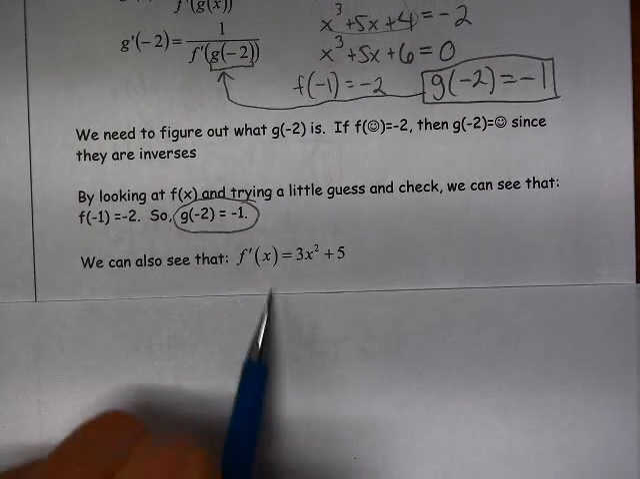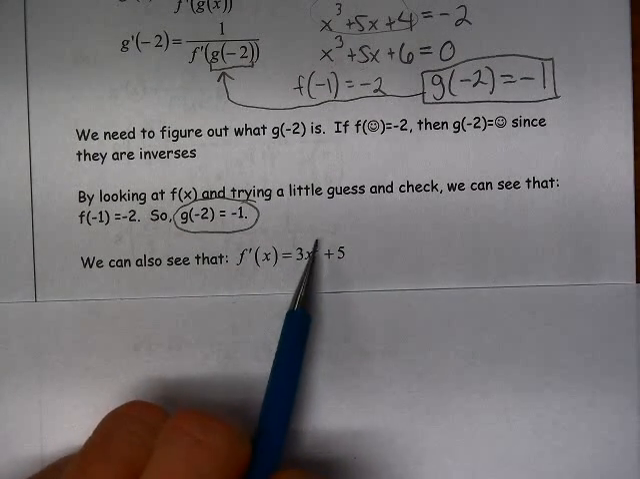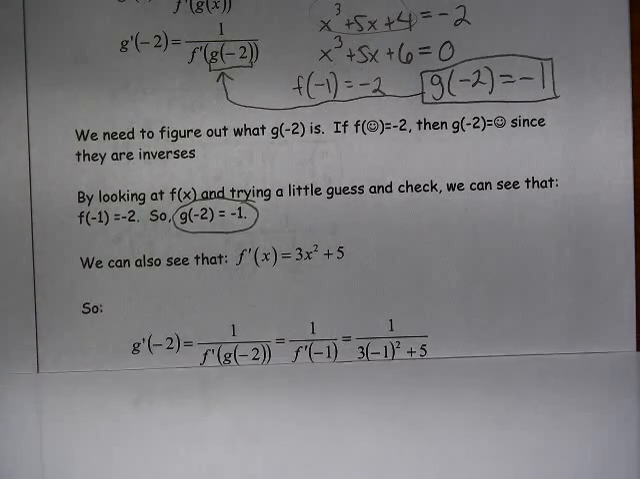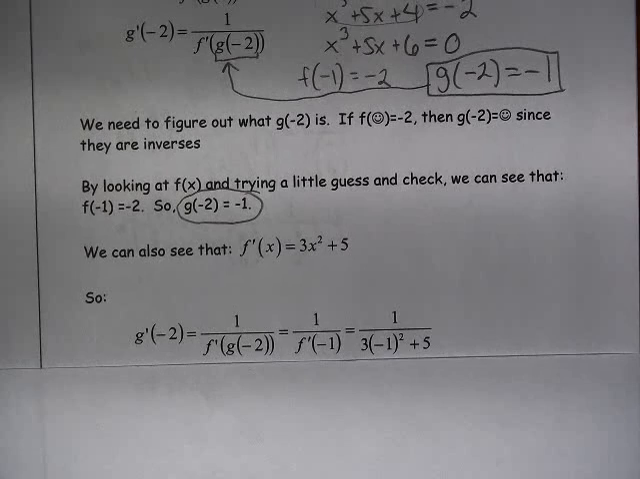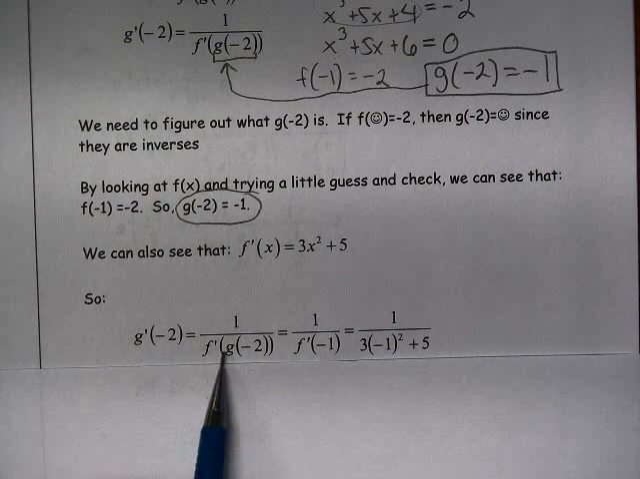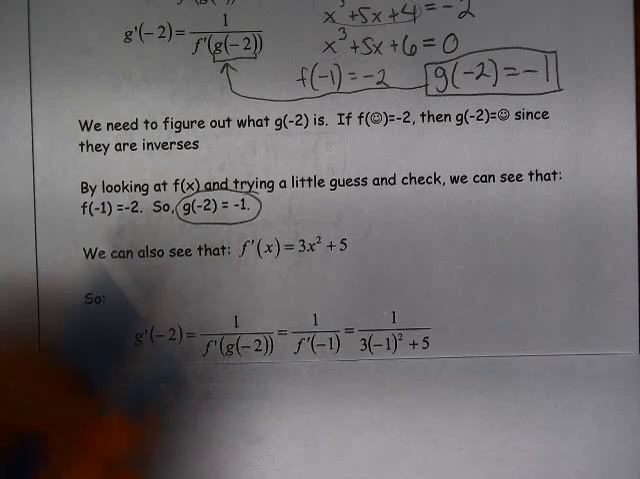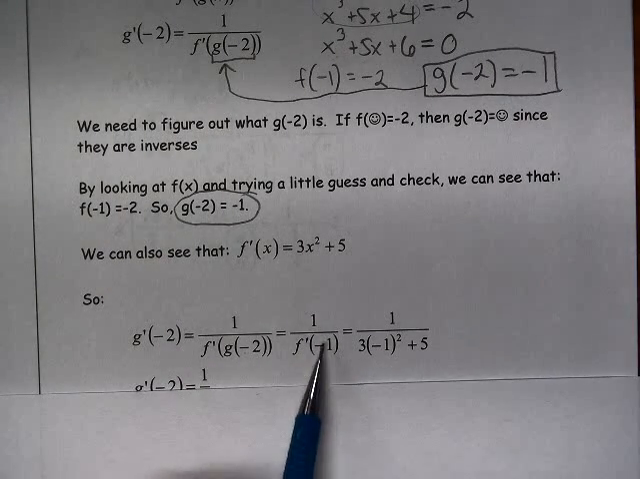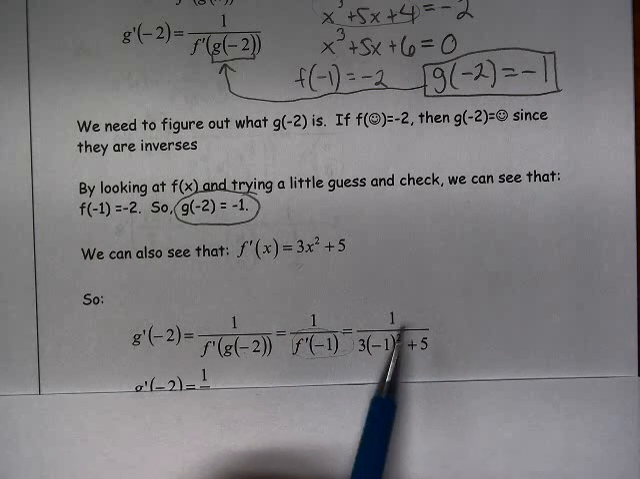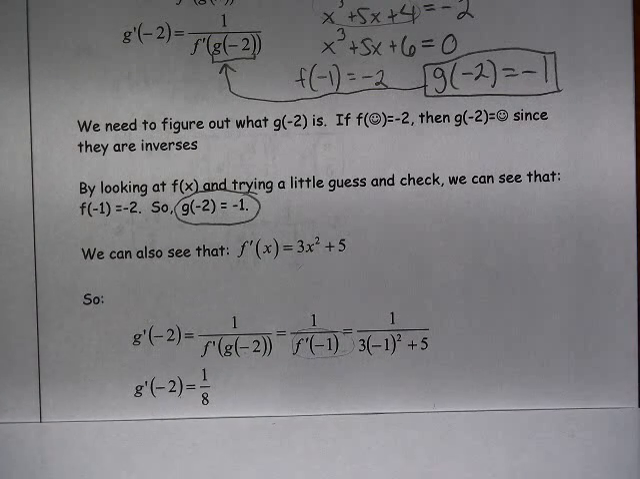Right. We also know the derivative of f of x cubed plus 5x plus 4 is just 3x squared plus 5. So we can come back to this formula that we have for g prime of -2, 1 over f prime of g of -2. G of -2 is -1, so it's 1 over f prime of -1. So as I just substitute -1 into the derivative, I get 1 over 3 times -1 squared plus 5. So g prime of -2 equals 1/8.